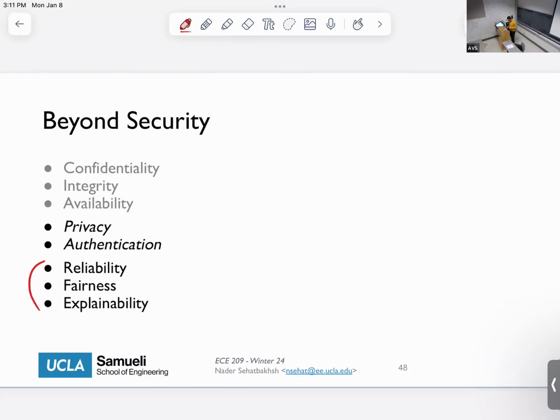So that's the difference. But anyway, we're going to talk about these three and a little bit of authentication, but we're not going to talk about these others.